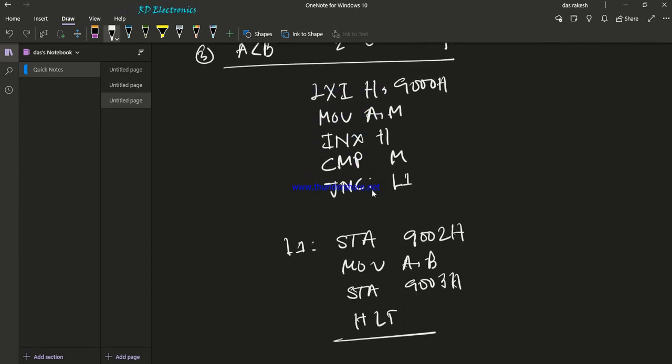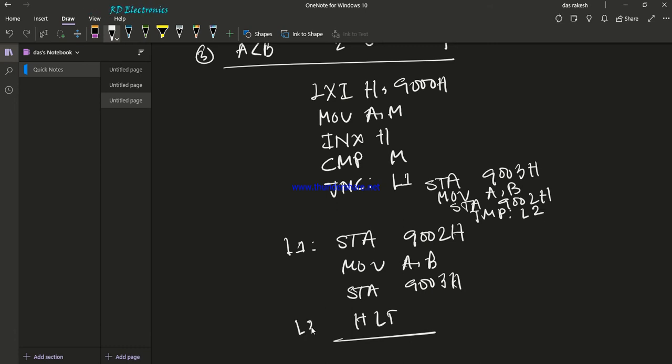Then the accumulator has the smaller number and B has the greater number. Then we store the accumulator number first in 9003. Then we transfer the larger number from register B to A and store it in 9002, just interchanging the memory positions. And then here we used JMP L2, so L2 means halt.